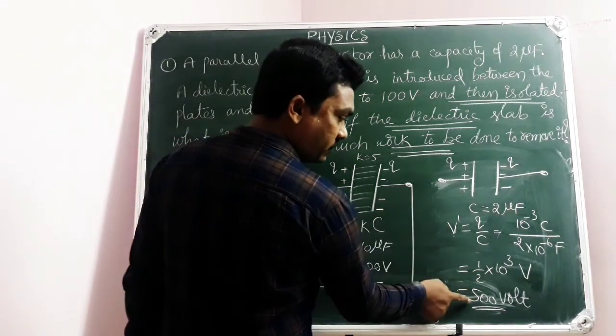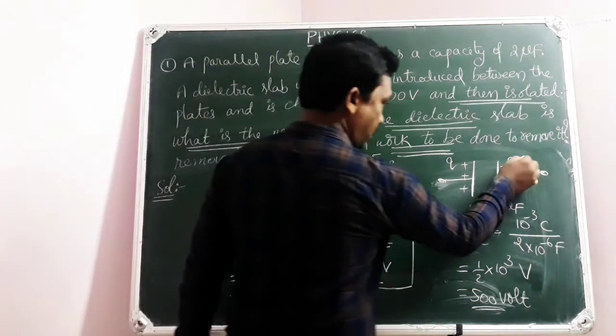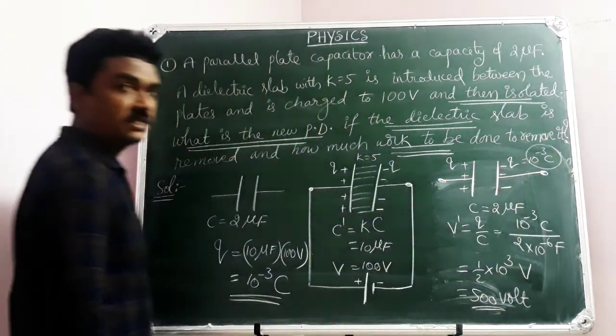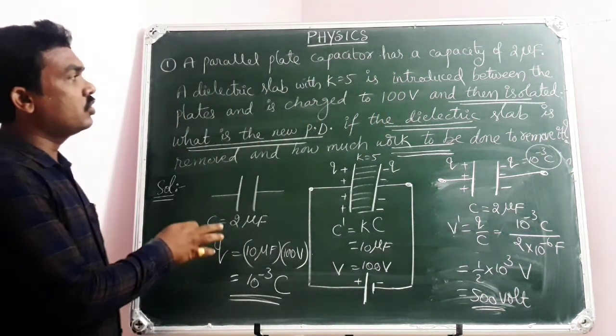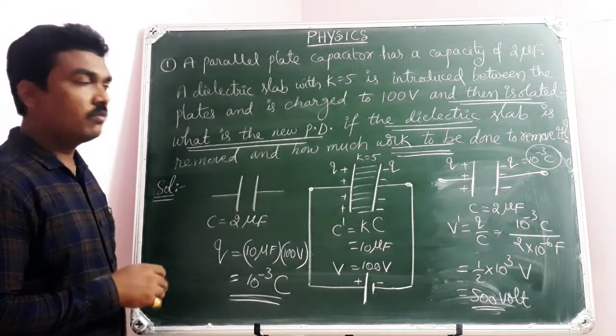Calculate energy in this case, V into Q by 2. Of course, Q remains here as 10 power minus 3 coulombs itself, since the battery is disconnected. So this is how the numerical applications can be done on this one. And we discuss one more question.